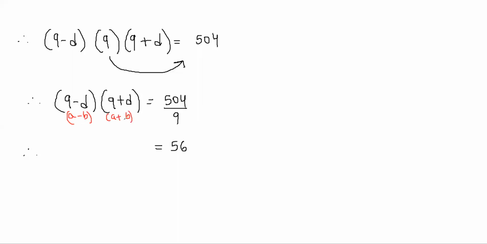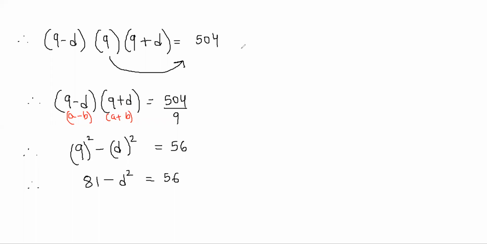So we are going to convert this in the formula. What is the formula of A minus B and A plus B? It's A square minus B square. So we are going to write that in the next step. A square मतलब 9 square. So our next step is 9 square. A square मतलब 9 square minus B square मतलब D square. 9 square is 81 minus D square equal to 56.